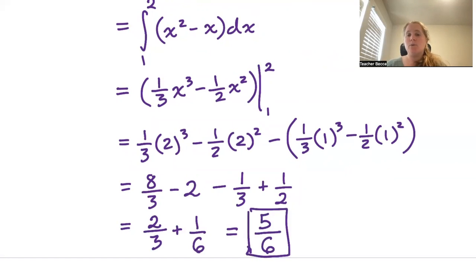So in the next video, we'll look at some cases where we're just looking at the area enclosed and they don't necessarily tell us the bounds. In the next video, we will find those bounds ourselves.